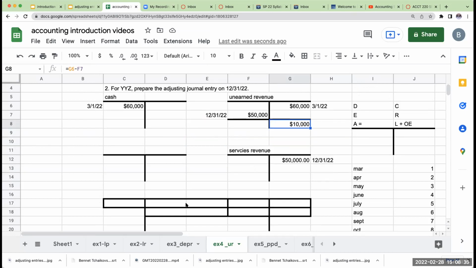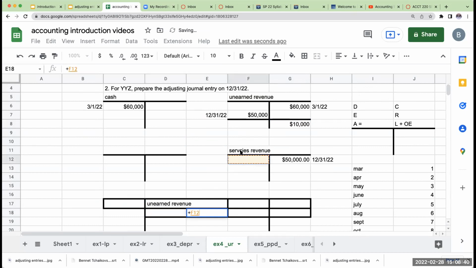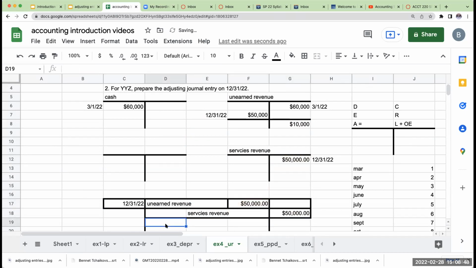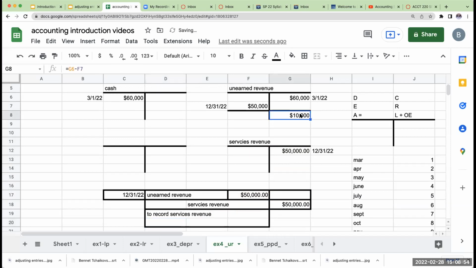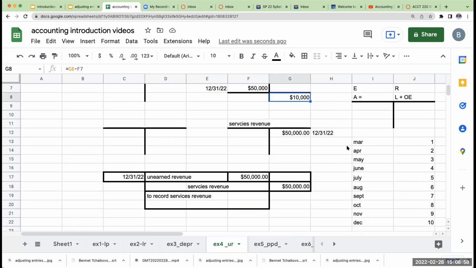Now, for the journal entry, I'm going to debit unearned revenue. I'm going to credit services revenue. And this is going to be on 12/31/22. And this is going to be over here for 50 and 50 to record services revenue. Now, the big question is, do my liabilities reflect my future service obligations?